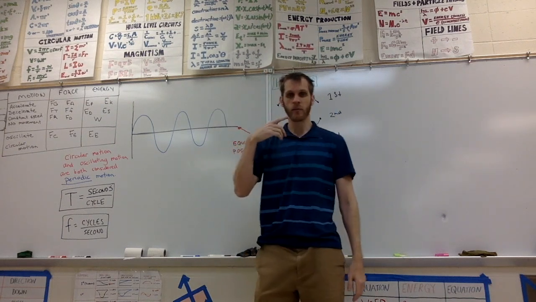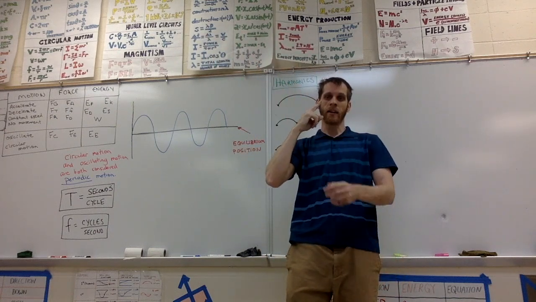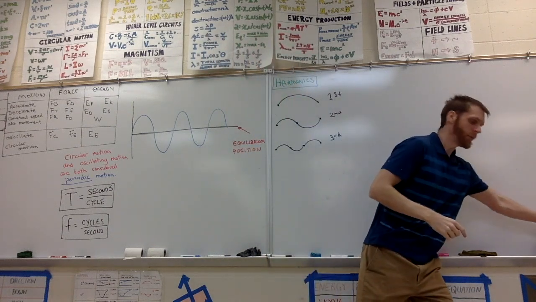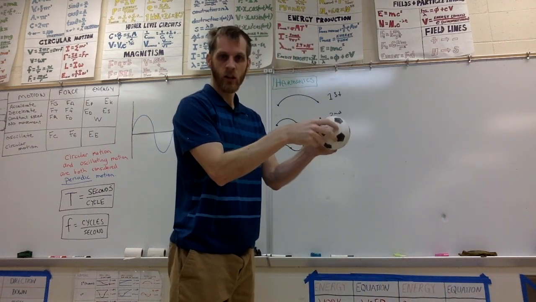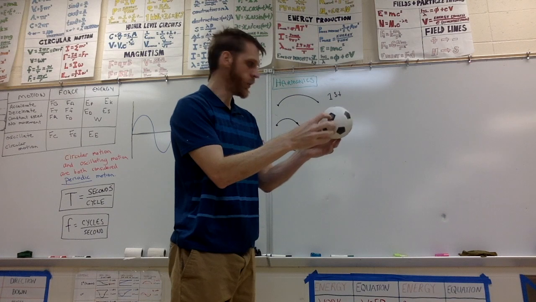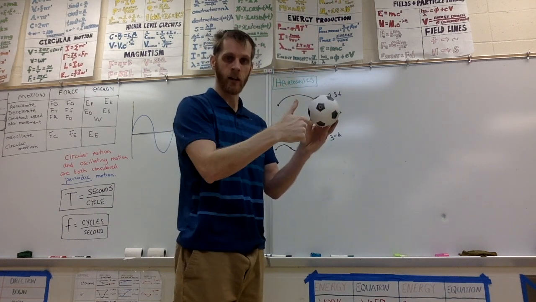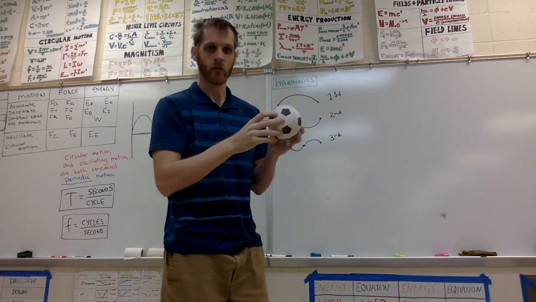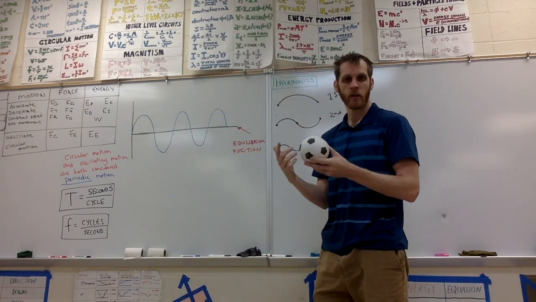Well, think about something going in a circle. Something going in a circle is going to get back to where it started after a certain amount of time. So if I look at this ball, if I have it travel in a circle, at some point it's going to get back to where it started. And then it's going to start all over and get back to where it started again. Since its motion is repeating, we call that periodic.